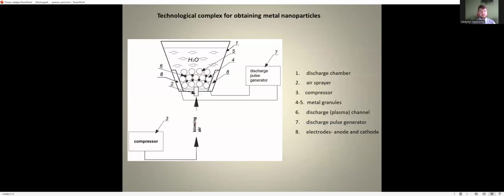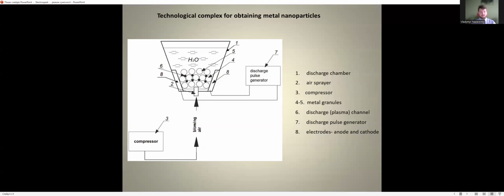In order to better illustrate this process, let's look at the technological complex for obtaining metal nanoparticles. This device consists of 8 parts, and the process goes as follows. The device starts with metal granules, which are number 4, loaded into a discharge chamber, which is number 1, forming a conductive layer, number 5. The discharge chamber is filled with distilled water, occupying from 1/3 to 2/3 of its volume. The compressor 3 is turned on, supplying air through the sprayer 2 into the chamber.